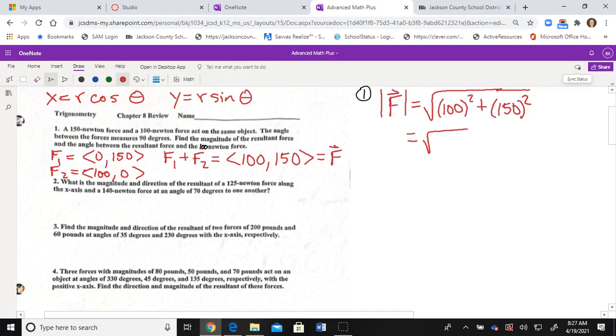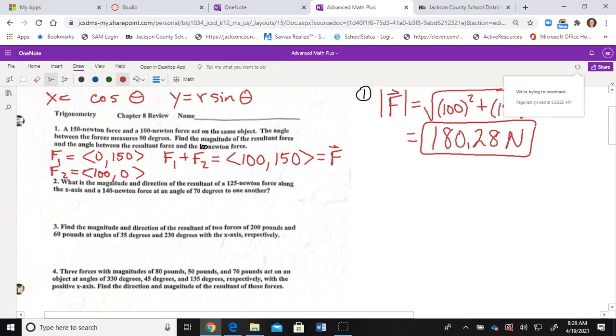And if you put that in your calculator, you get the square root. We can just round these. Rounded to the nearest hundredth, you get 180.28. And those were being measured in newtons.